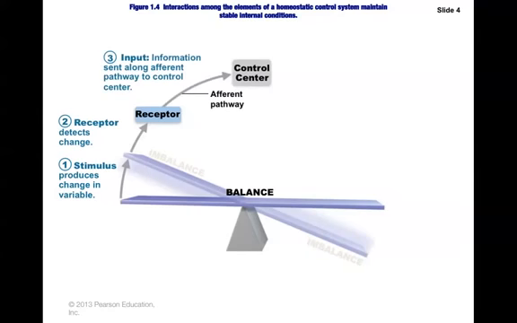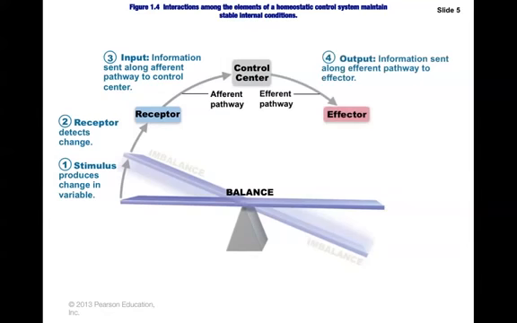The receptor sends information about the variable, like temperature, to the control center. The information traveling from the receptor to the control center is traveling along what's known as the afferent pathway. If the control center decides to respond to the stimulus to fix the imbalance, it sends a signal to the effector in the efferent pathway.